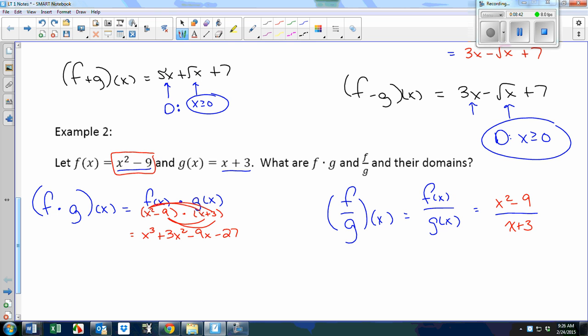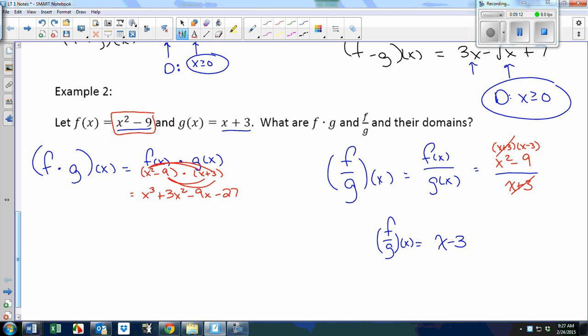Can you do anything with that? And the answer is yes. We had a whole unit last unit that had those. Can you factor the top of that fraction? Would it cancel? Then we should. You factor the top, x plus 3 times x minus 3, and those x plus 3's cancel. So your final answer is just x minus 3. The combined function f divided by g of x is x minus 3.